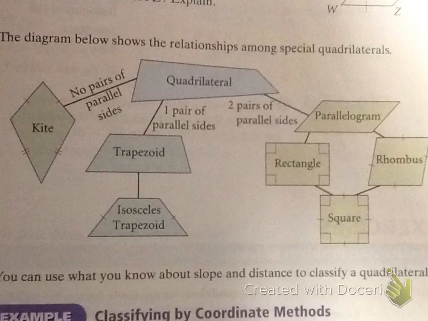This drawing that you see here is what I call the family tree for quadrilaterals. You notice that the quadrilateral branches off three different directions. The first one is to the two pairs of parallel sides. That forms a parallelogram. Parallelogram branches off into a rectangle or a rhombus, and then those two come back together to form a square. Quadrilateral also branches off into one pair of parallel sides, which is a trapezoid and isosceles trapezoid. And then a quadrilateral also branches off to no pairs of parallel sides, which is a kite.